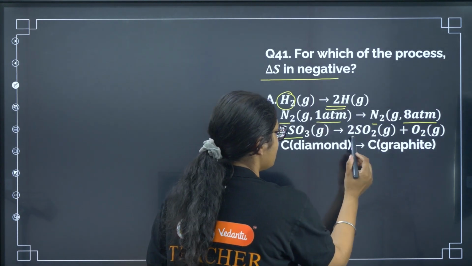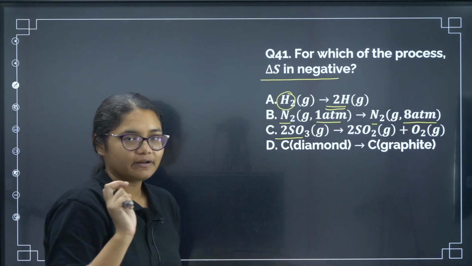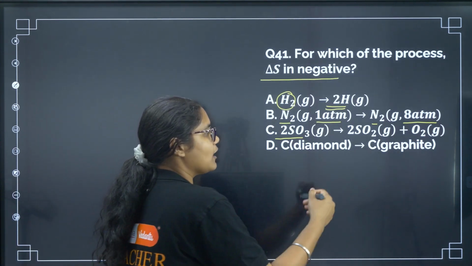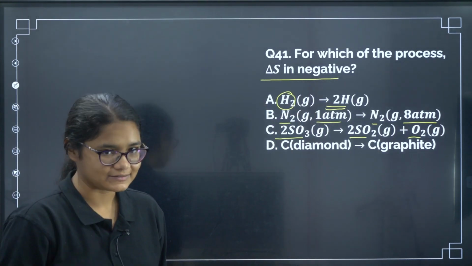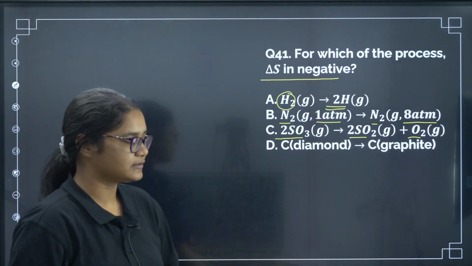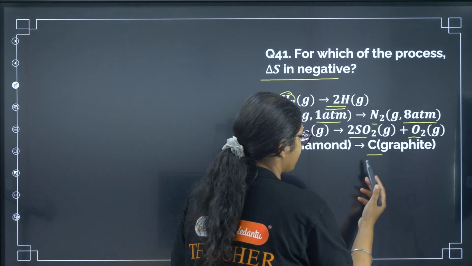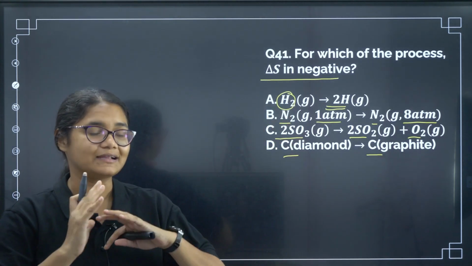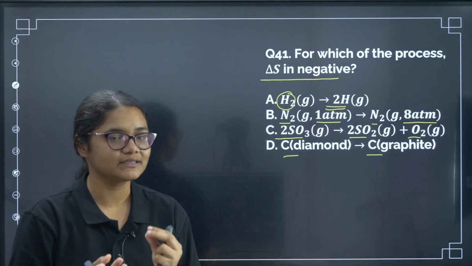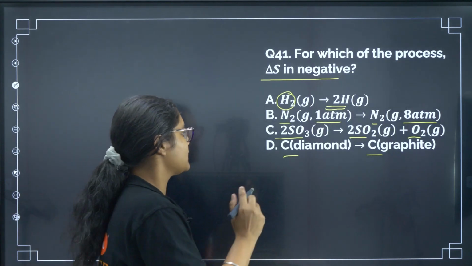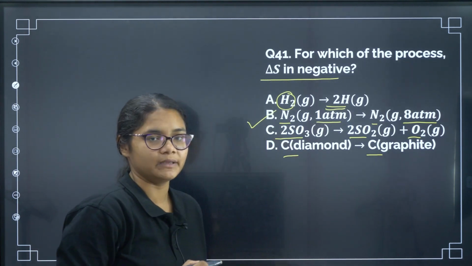Now if you see here, on the reactant side there were 2 molecules in the gaseous state, and now here there are 3 molecules in the gaseous state. So the number of molecules in the gaseous state has increased, so entropy has increased. Now if you see here diamond to graphite, as you know diamond is more compact as compared to graphite. So when it goes from diamond to graphite, the randomness increases, delta S is positive. So the correct answer for this question will be option number B.